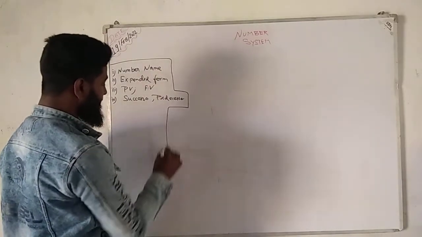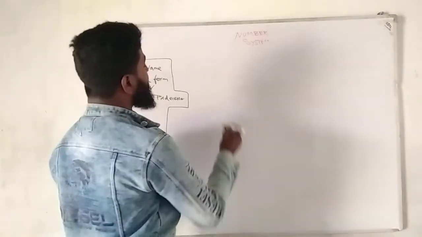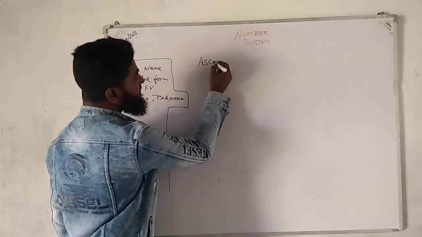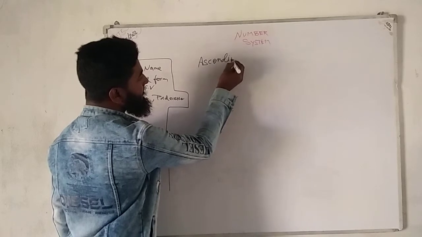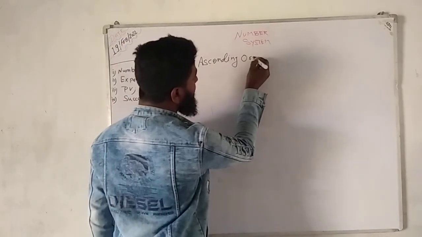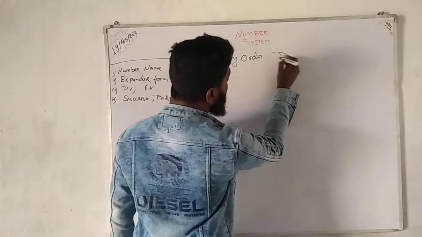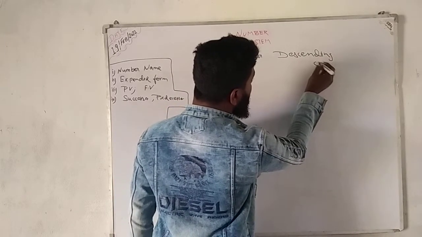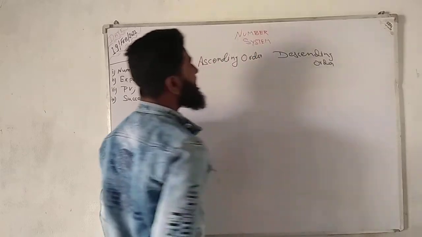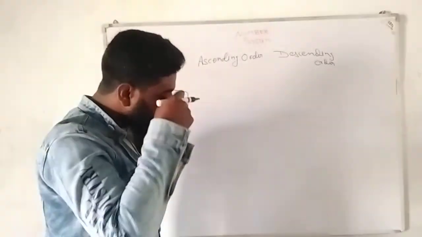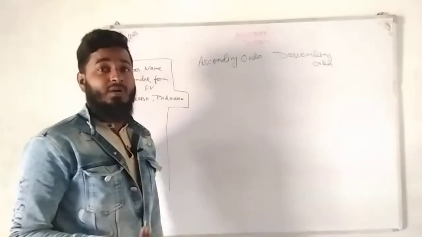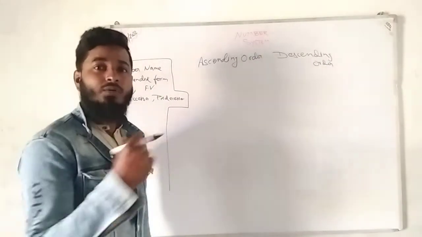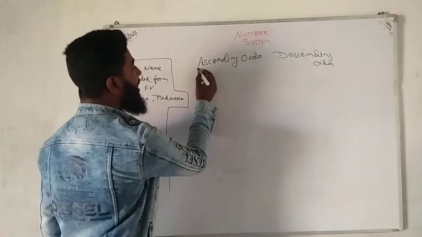Now comes the next topic: ascending order and descending order. To remember the sequence, this is a sequence of numbers. If it is ascending order, it goes from smaller to greater, and if it is descending order, from greater to smaller. How will you remember which is ascending order?